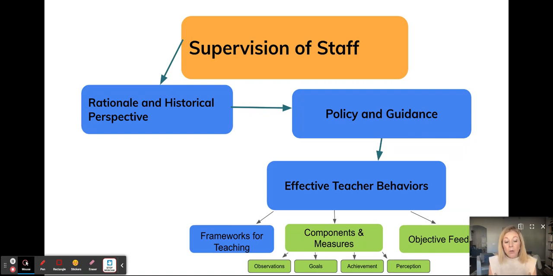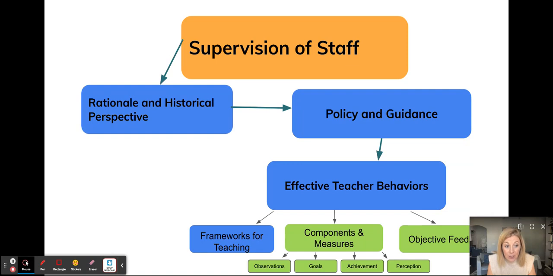This week, we are going to go back to those components and measures. And I don't want this to feel like you've already done it, because you did. You went and you identified what those components are, which ones are there, which ones aren't, based on that state guidance that's provided.